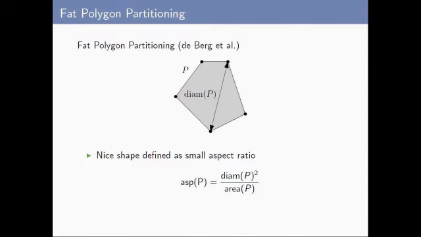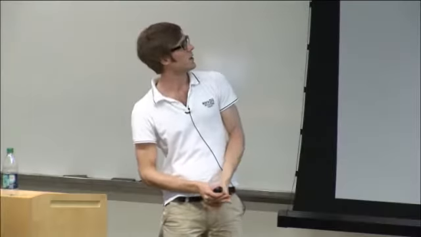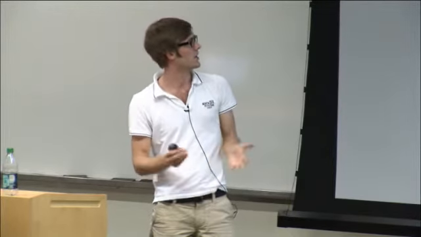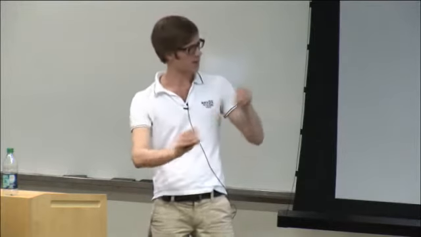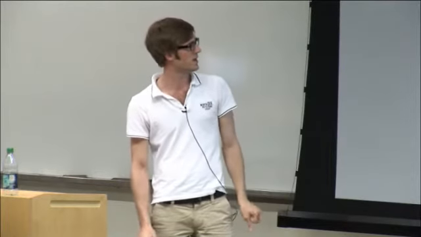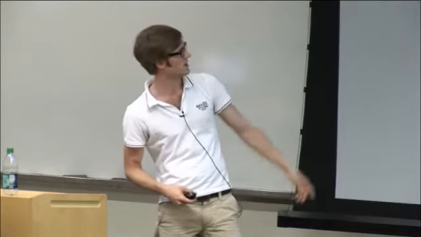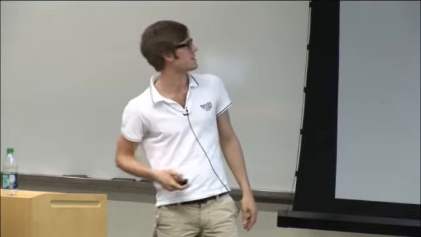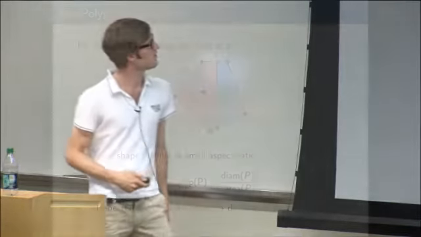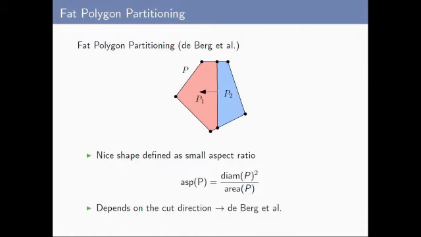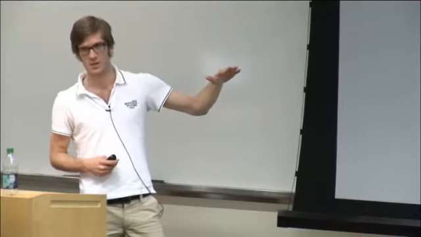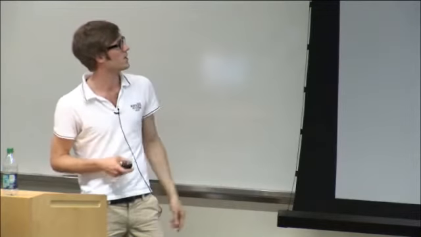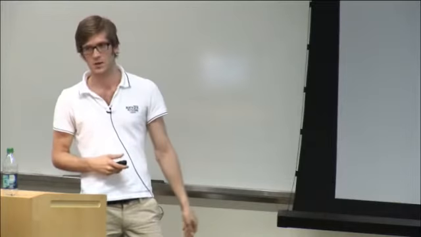Yeah, the question is, how do you partition such a polygon? You know that you have to make a cut somewhere so that the area is proportional, but you want a nice shape, so you don't want any very thin polygons, and nice shape is defined as small aspect ratio. That basically means that you want as much area, but still with a low diameter. The diameter is the maximum distance of two vertices. This partitioning, or how you cut the polygon, is basically only defined by the orientation of this cutting line. And we use the fat polygon partitioning of de Berg et al. I will not talk about how this actually works.